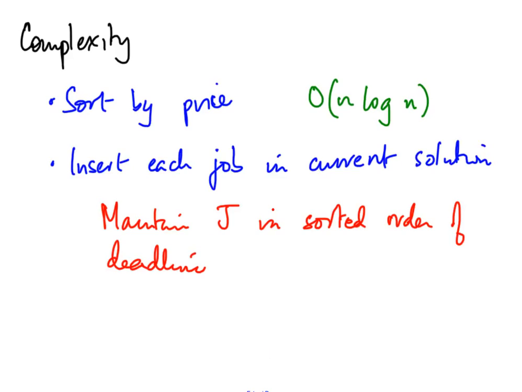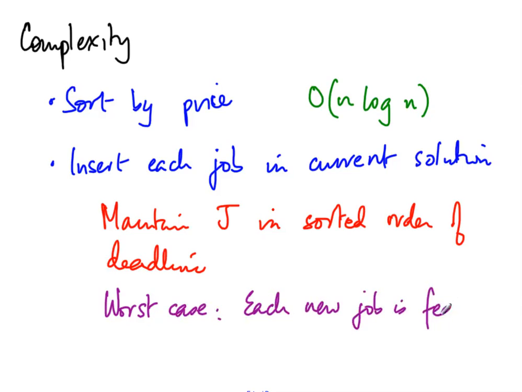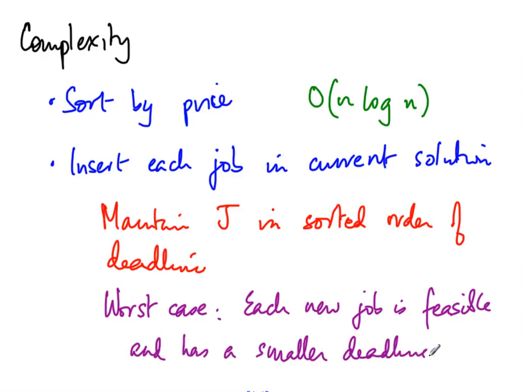So now what would be the worst case? The worst case is that each new job is feasible and has a smaller deadline than everything in J. So it has to go to the extreme. So we have to scan all of J from right to left in order to find the insertion point.